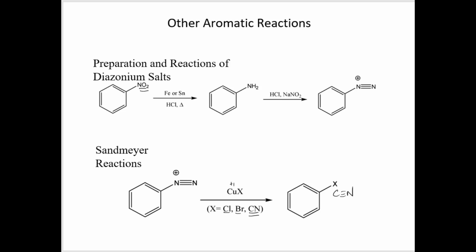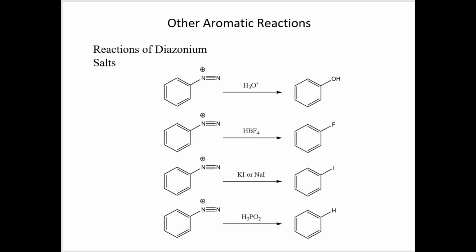So it's going to take a nitrobenzene to aniline to diazonium to C triple bond N to put a C triple bond N group on the ring. Once you have that diazonium salt, then you can do lots of things with it. You can react it with H3O plus and put an OH group on the ring, which is great.